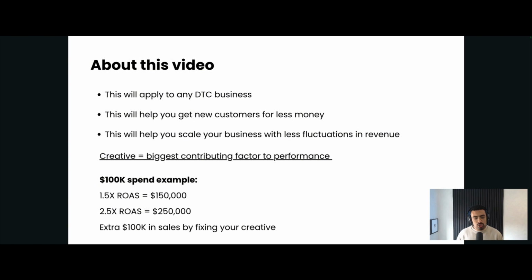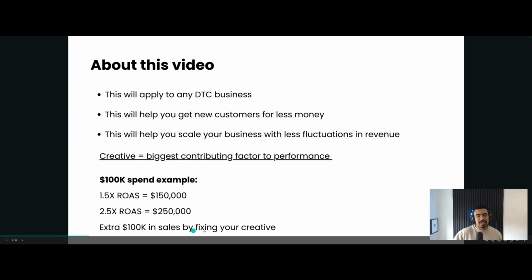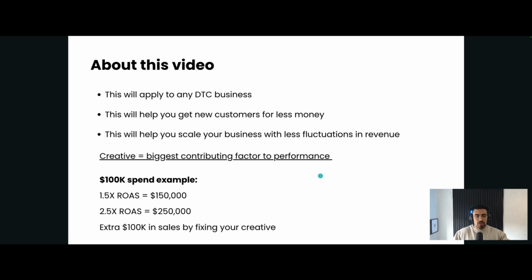we're going to make 250K for that 100K spent on ads. And that's an extra 100K in sales just by fixing your creative, right? It's not by spending any more on ads. This is extra revenue just from having better creative.